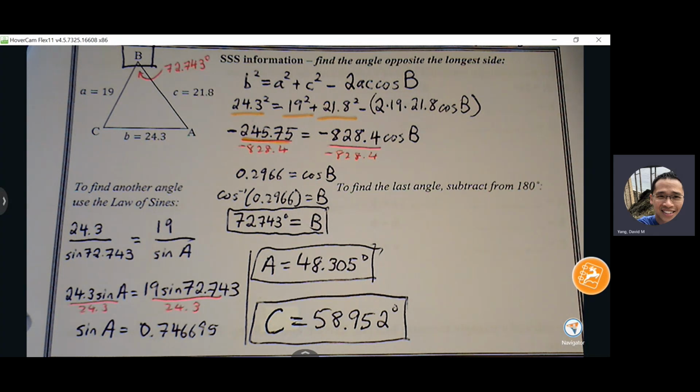Remember, uppercase always refers to angle measure, lowercase always refers to side.